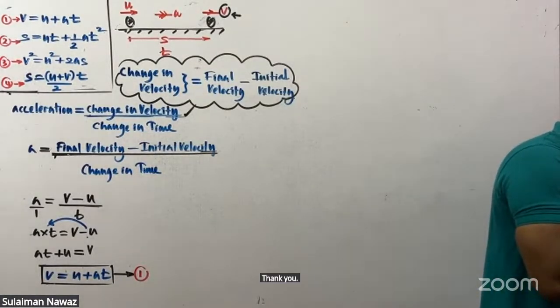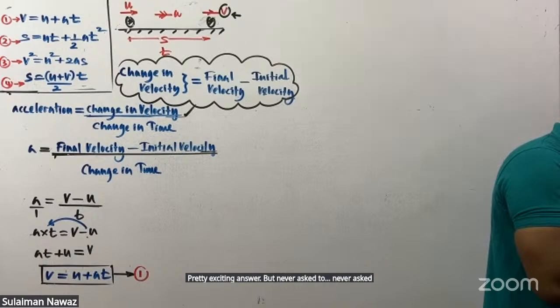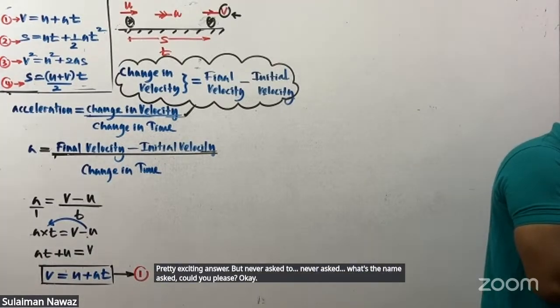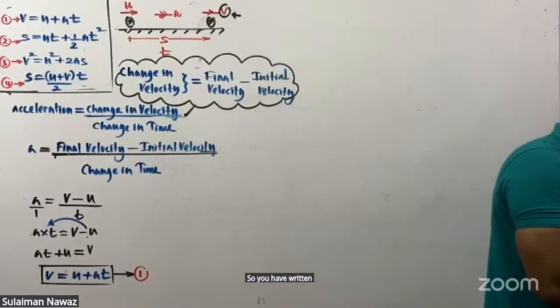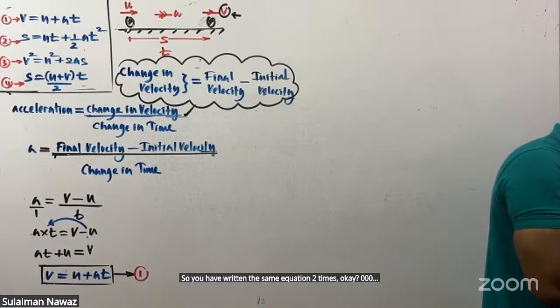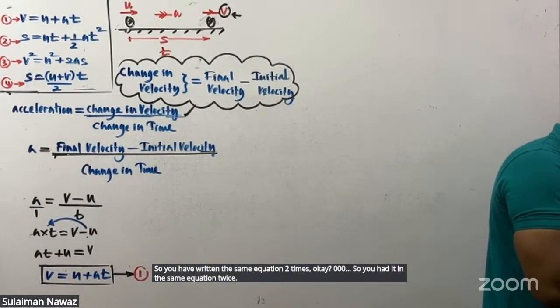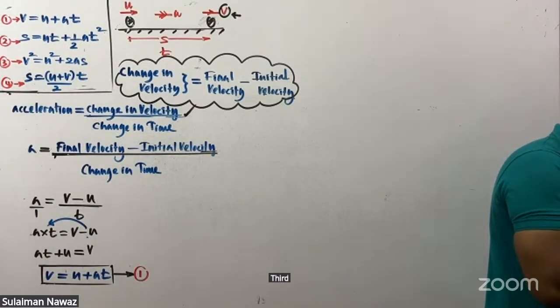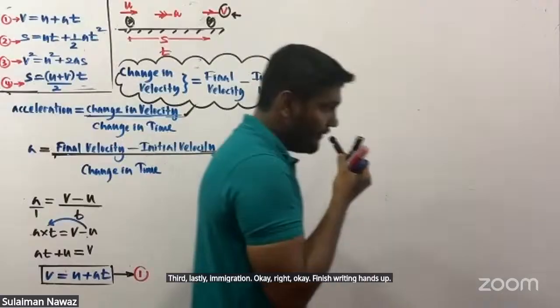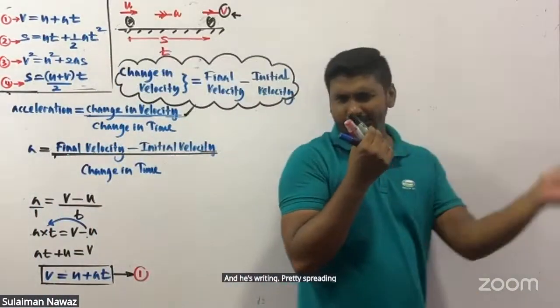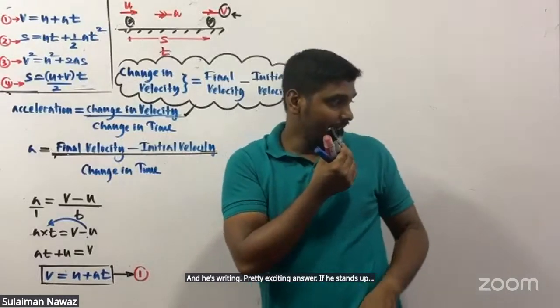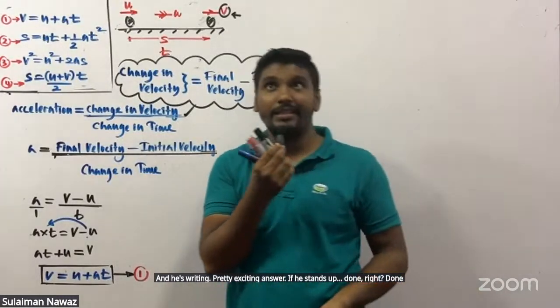Finish writing. You have written the same equation twice. Third and last are the same equation. Okay, finish writing, hands up. Done? It is 9:45, went to sleep.